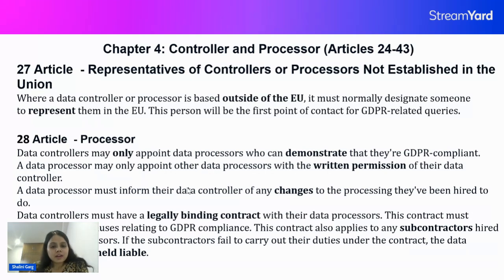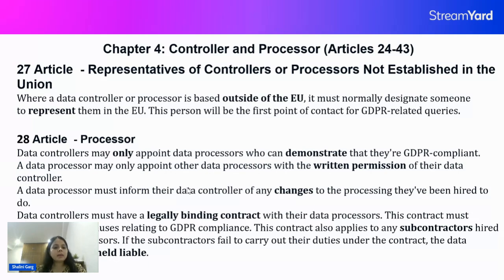So what it says is that the controller and processor who are not established in the European Union. You remember, we have studied the territorial scope, where it says that if the controller and processor is in the European Union, the GDPR would apply. I hope you remember. So if the controller and processor is outside of the European Union, they should appoint one representative within the Union in writing. Okay. One representative should be appointed who shall be living in the Union only, who shall be from the European Union.